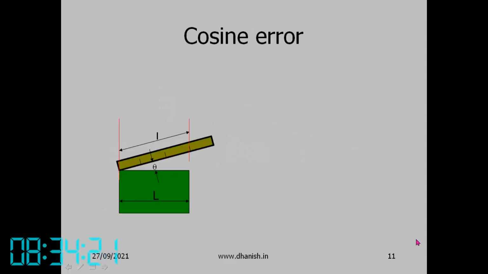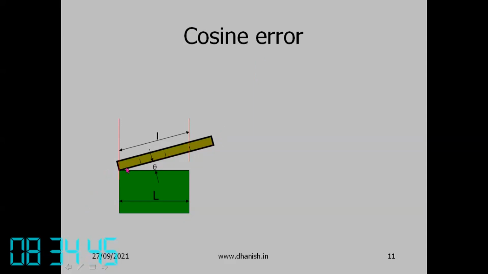Okay, so now we come to alignment errors, of which the first is cosine error. So what is cosine error?